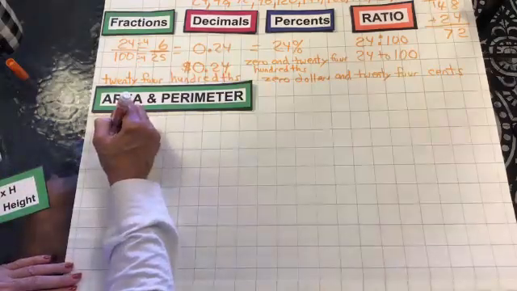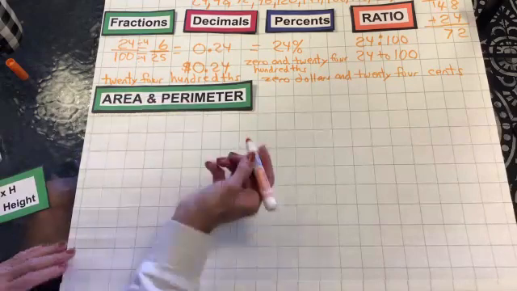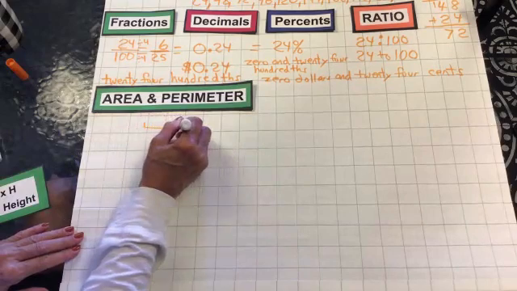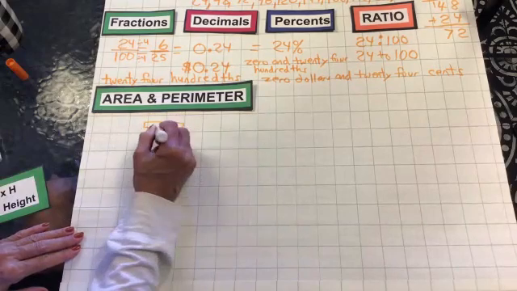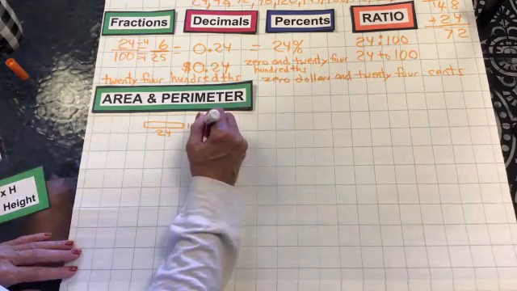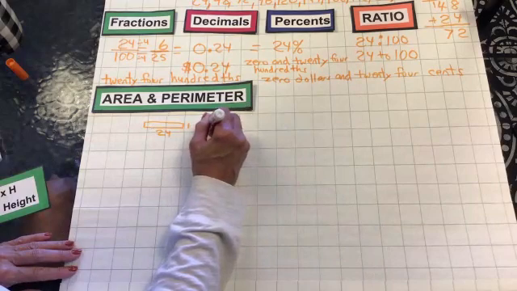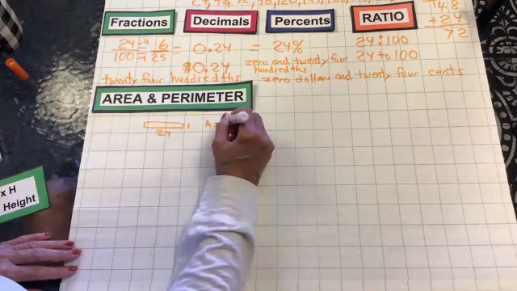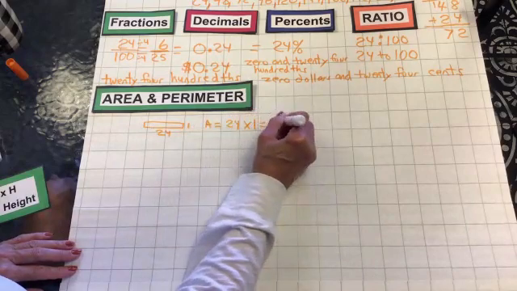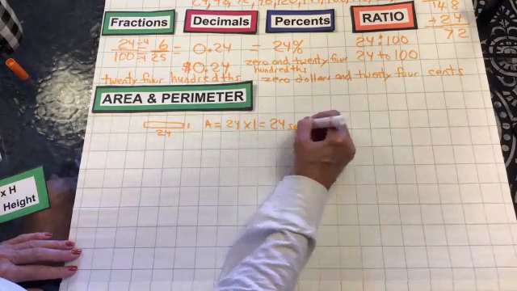So we'll start off with a 1 by, and I'm going to draw my little rectangles a lot smaller so I can fit them all on this paper. So we're going to say this is 24 wide by 1. So this would be area equals 24 times 1, which equals 24 square units.